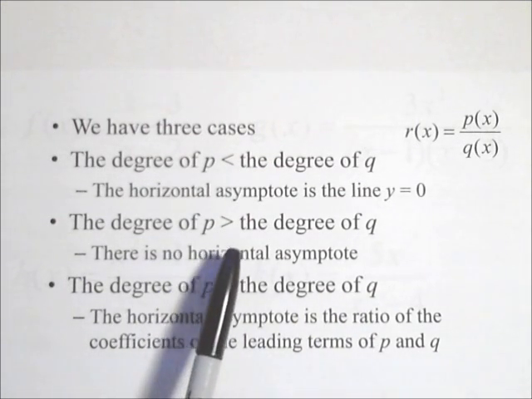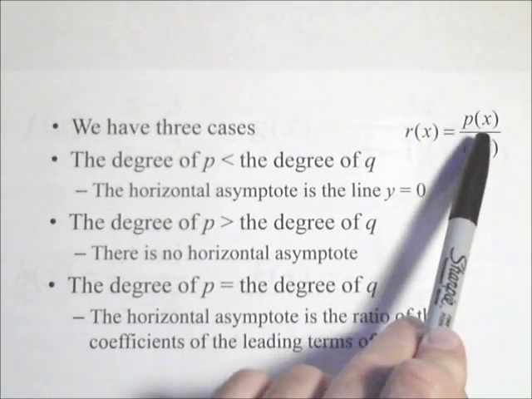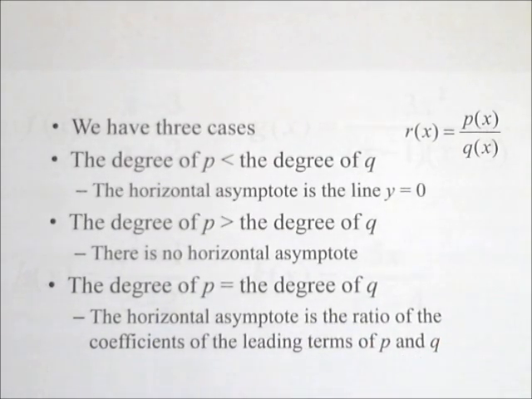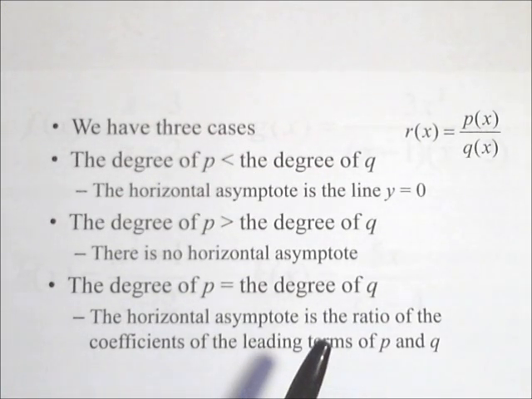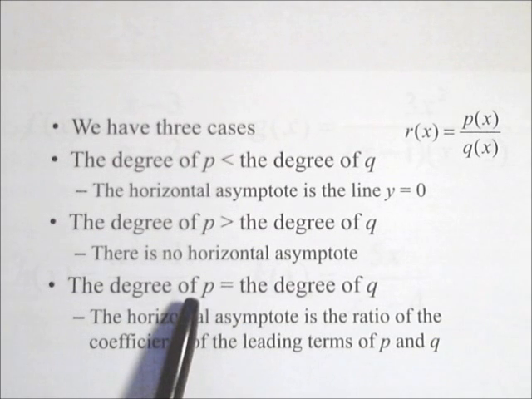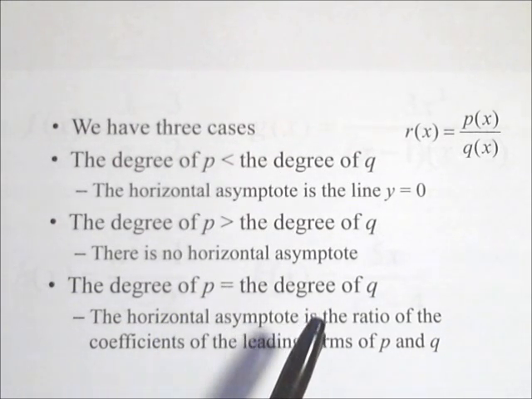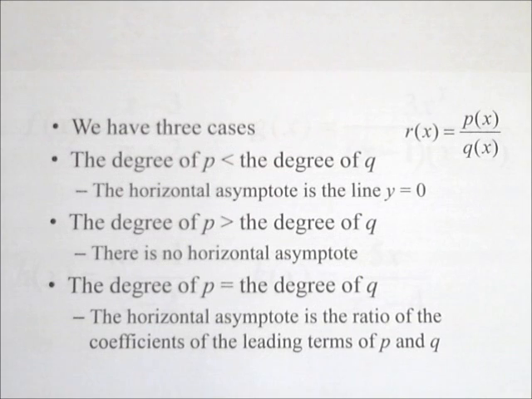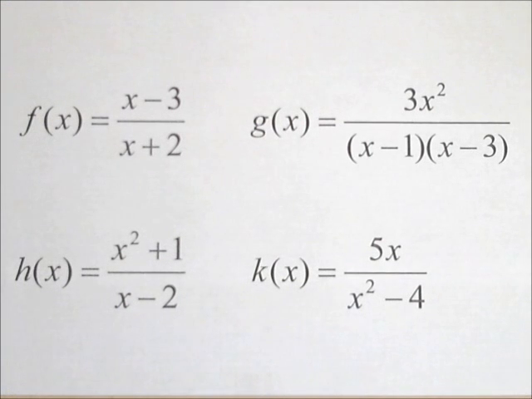If the degree is larger in the numerator, so now we have a fraction that has a really big numerator, there's not going to be any horizontal asymptote. The numerator is growing faster than the denominator. If the degree of the numerator is equal to the degree of the denominator, they're growing at about the same rate. So the horizontal asymptote is at what's called the ratio of the coefficients of the leading terms of p and q. So we're going to take a quick look at some examples and see how we can use these shortcuts to determine this.